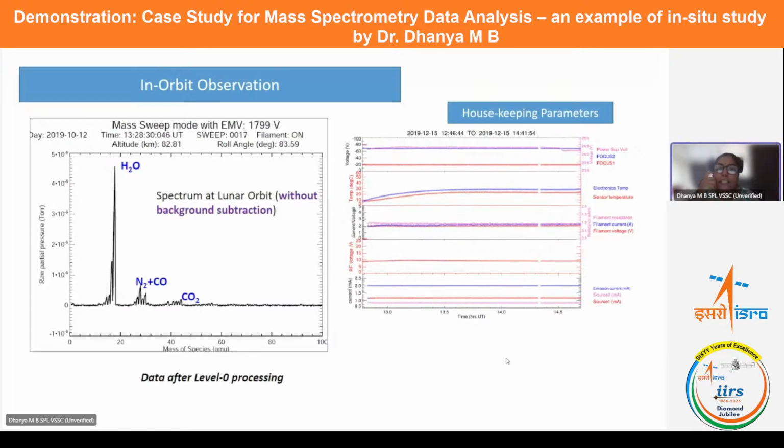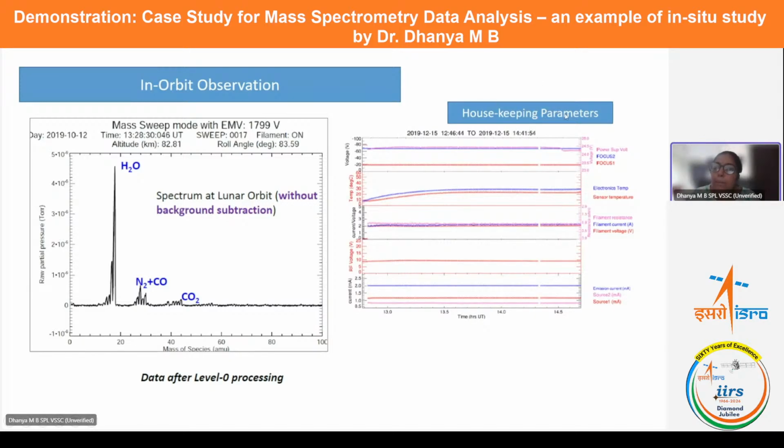So this is an in-orbit observation, one sample, from 12th October 2019. We can see it's a spectrum in the lunar orbit. We have 18 AMU. We have identified certain molecules here which are marked, like water, then 28 AMU, then 44 carbon dioxide. And we have already analyzed argon-40, which appears at the 40 AMU channel, and that global distribution of argon-40 we have published.